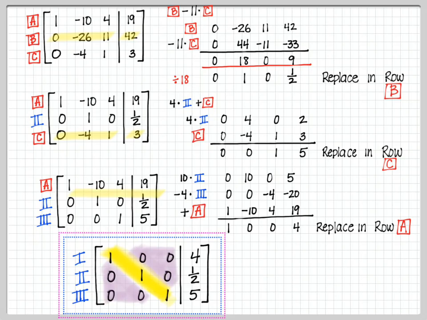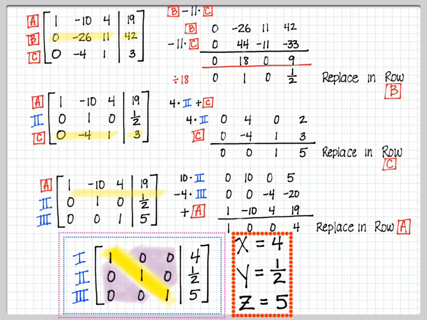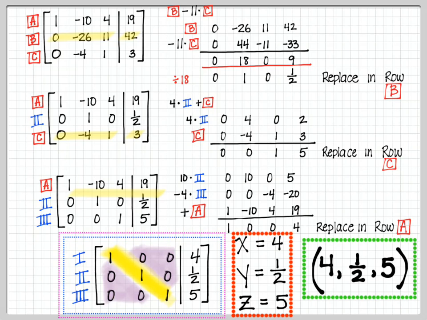What I have is a diagonal of 1s, and all the other elements in the square matrix are 0. That means that this final column right here, these are my solutions, which means x equals 4, y equals 1/2, and z equals 5. And the other way we know to write the solutions is as the ordered triplet, (4, 1/2, 5). And that's solving a system of 3 variables using matrix operations.